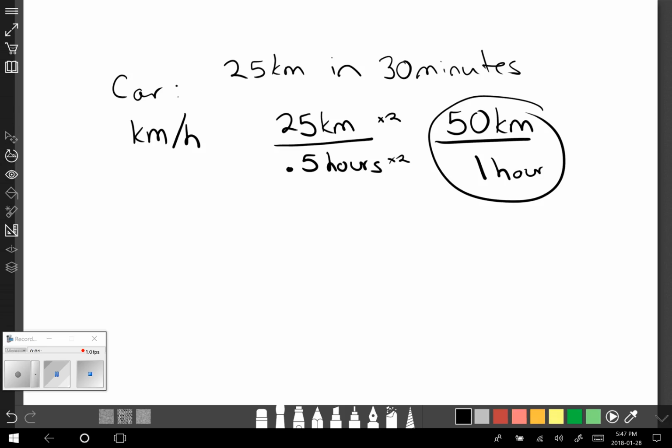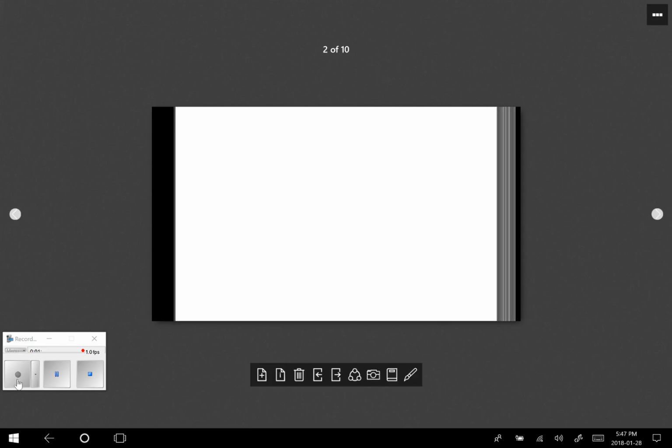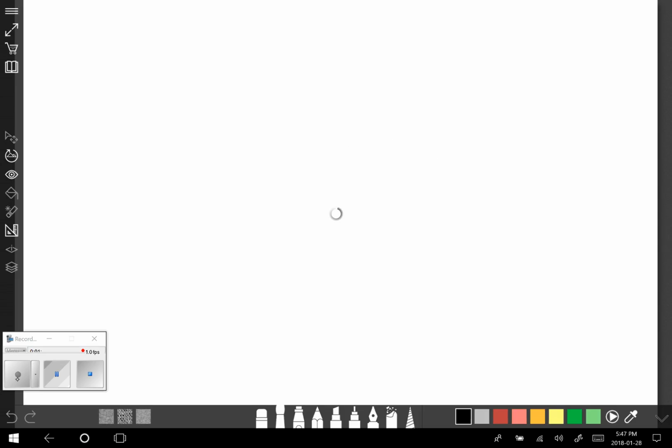Let's try another one. Let's get a new screen here. So what if I was dealing with something that wasn't a car? Maybe it's a little bit smaller of a distance being traveled. So maybe I've launched something through the air. I'm in physics class and I've built a projectile motion thing, and we've timed how long the golf ball takes to get from point A to point B. And it lands here.